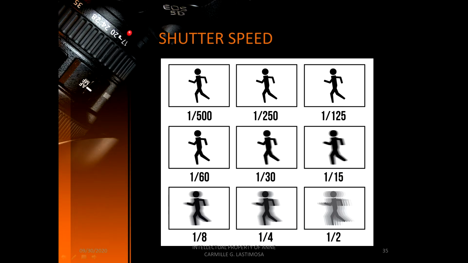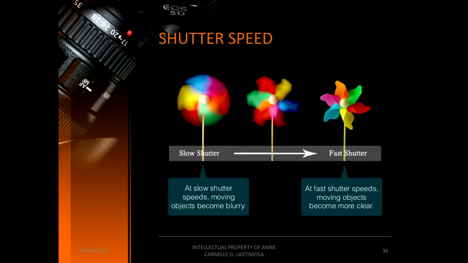And if you want a blurry-like effect, you can use a slow shutter speed. Here's another example to better illustrate. A slow shutter speed will result in more blur. The faster the shutter speed, the sharper it is, and objects become clearer. In slower shutter speeds, moving objects become blurry.